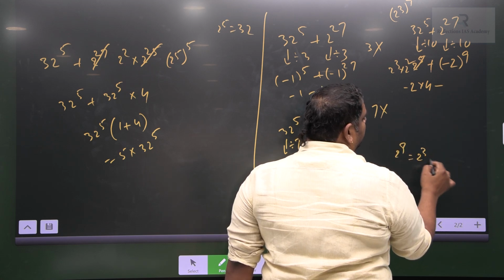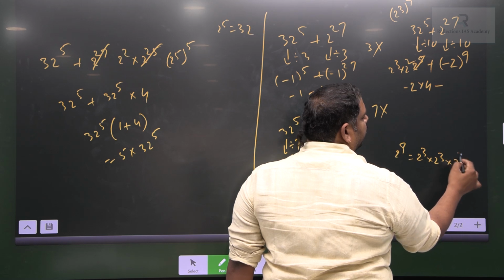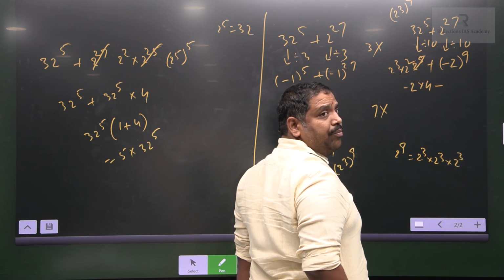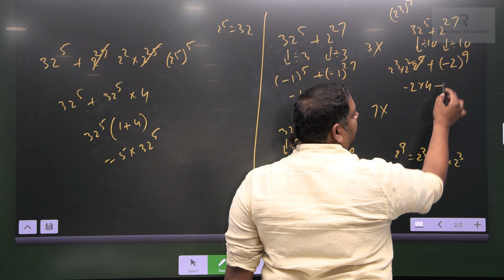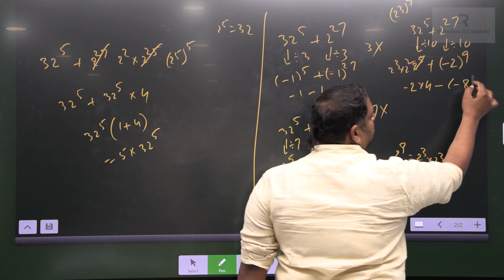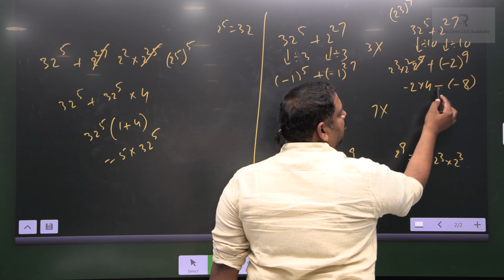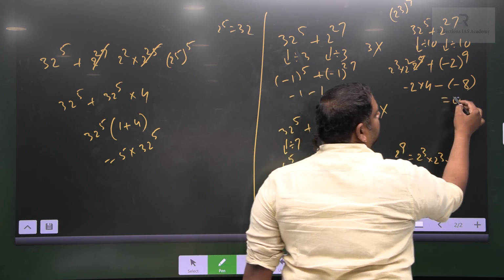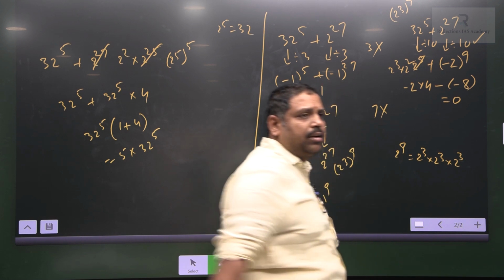Now you got 2 power 9. Can I write it as 2 cube into 2 cube into 2 cube? Yes or no? Every time you will get minus 2 remainder. Minus 2 into minus 2 into minus 2 is minus 8, and minus of minus is plus. Overall, you got how much? So it is divisible by 2.